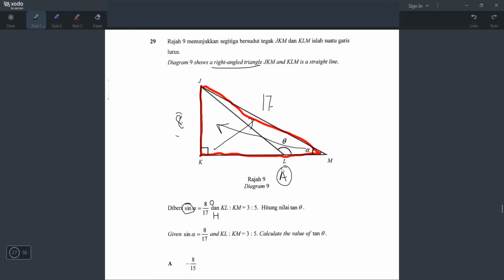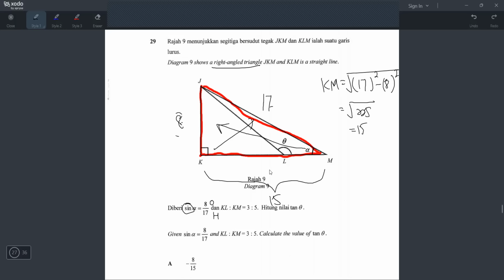Okay, can I find the adjacent? Yes, we can use Pythagoras theorem. Even though the question never asked me to find it now, I'll just find it. So I'll find the KM length using Pythagoras theorem. Plus or minus? Minus, because you only plus when you are finding the longer side. This is not the longer side, so minus. So it'll be 17 squared minus 8 squared. If you quickly press this, you'll get 225, and then you'll get 15. It means the KM length is 15.